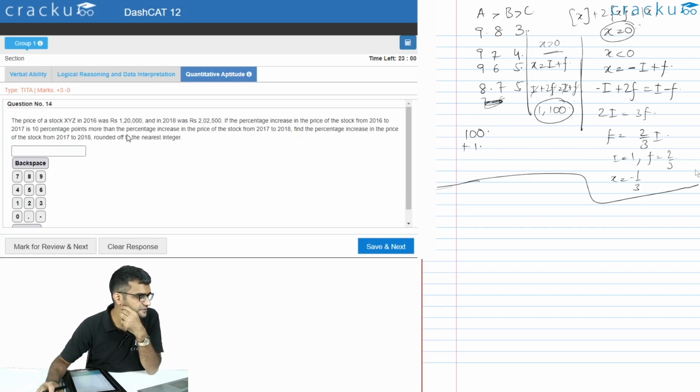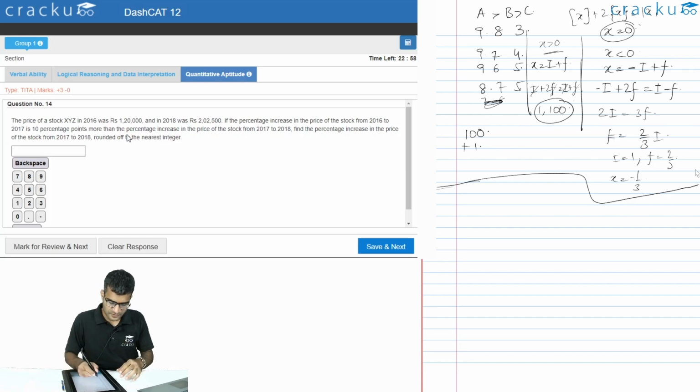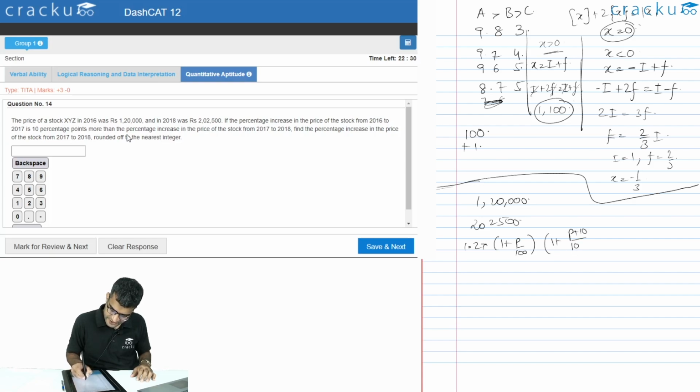Okay, price of a stock XYZ in 2016 is 1.2 lakhs. And in 2018 it is 202,500. Okay. 1.2 into 1 plus p by 100 into 1 plus p plus 10 by 100 is equal to 2.025. Okay. This seems not very easy, but let me try to get this.